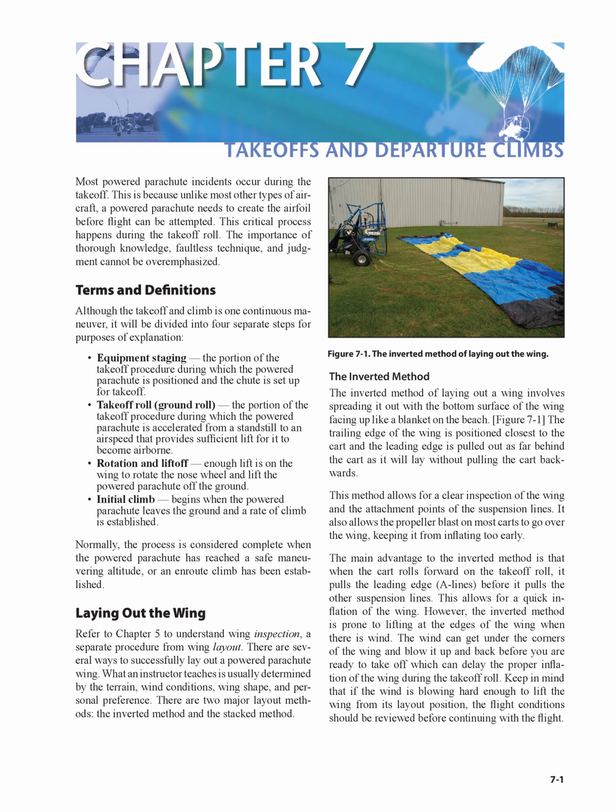The inverted method of laying out a wing involves spreading it out with the bottom surface of the wing facing up, like a blanket on the beach. Figure 7.1, the trailing edge of the wing is positioned closest to the cart and the leading edge is pulled out as far behind the cart as it will lay without pulling the cart backwards. This method allows for a clear inspection of the wing and the attachment points of the suspension lines. It also allows the propeller blast on most carts to go over the wing, keeping it from inflating too early.